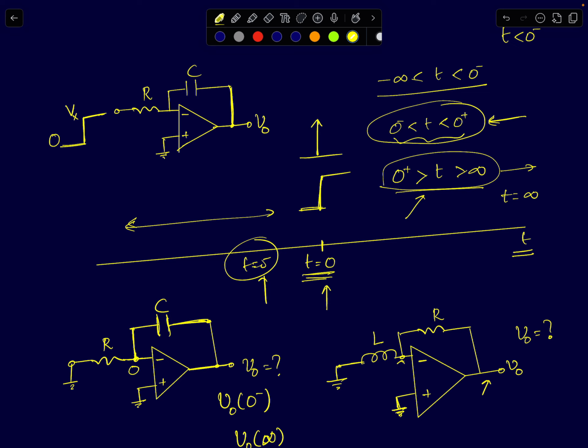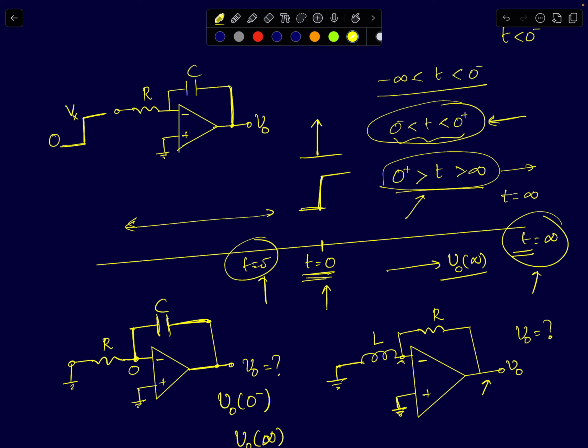The other steady state point is t equal to infinity. This is where a switching event has already taken place, and you have let the circuit reach a steady state, to reach some final value, and the outputs have all settled. And finally when you read the value, let's assume v0 of infinity is the steady state output value. This is the steady state reached after the transient and the switching event has taken place. So there are two steady state points.